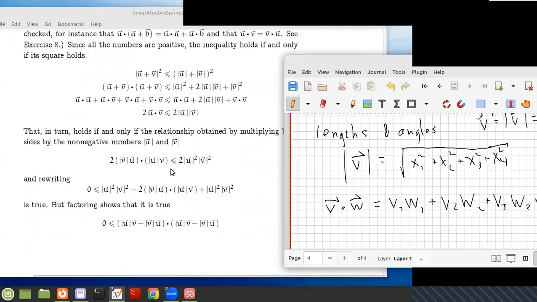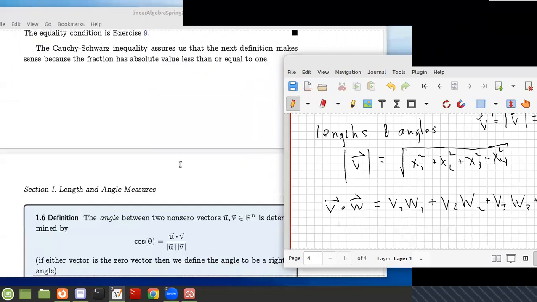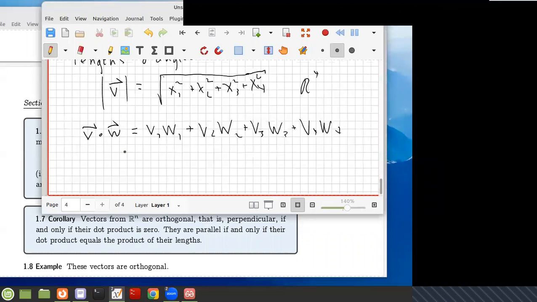There's some trigonometric stuff in here that makes sure the following definition works. It turns out that this is always going to be equal to the magnitude of V times the magnitude of W times the cosine of the angle between them. You can also justify this, but this is what we mean by the angle.